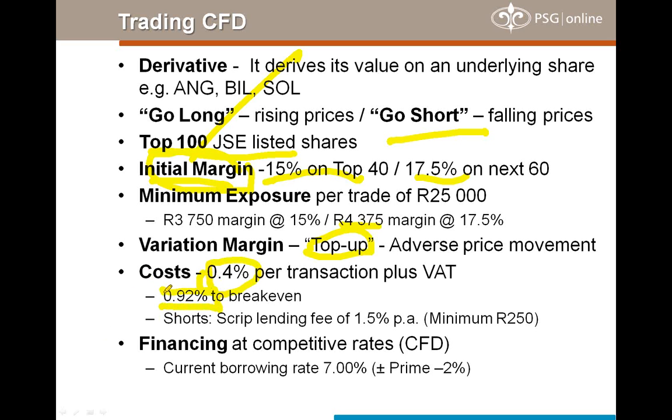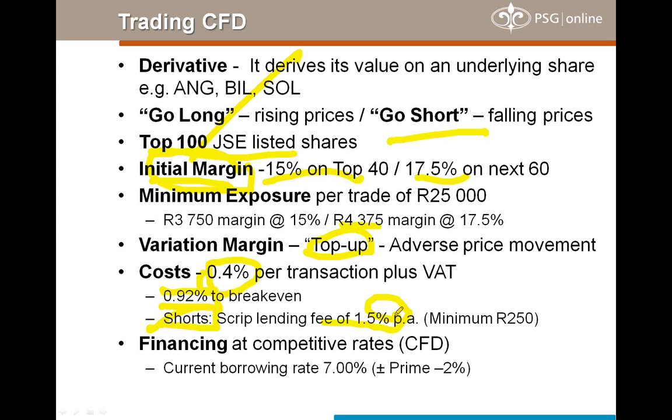We just take into consideration with CFDs, if you want to go short, there's additional cost involved: 1.5% of the value per annum, or a minimum of 250 Rand. So if you want to go short, I recommend rather looking at single stock futures.